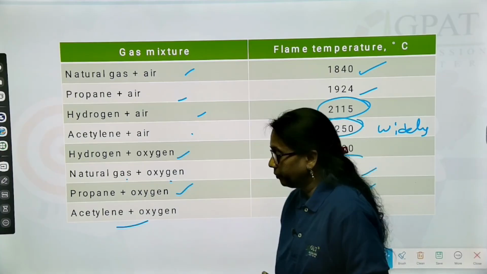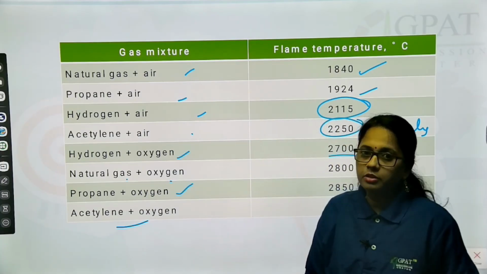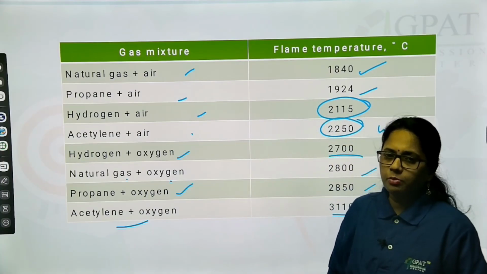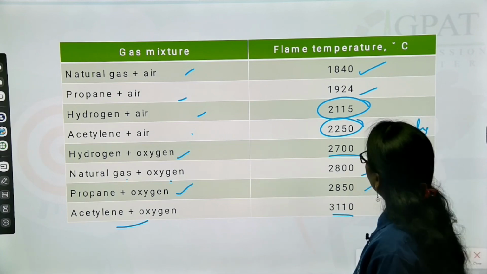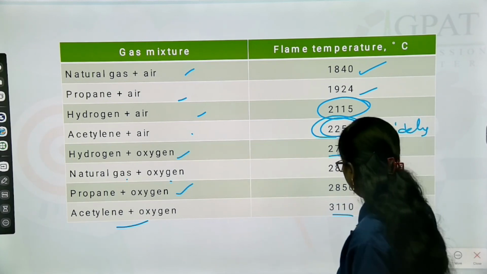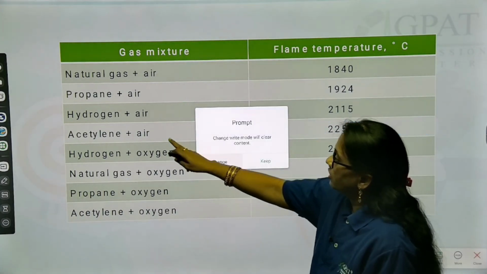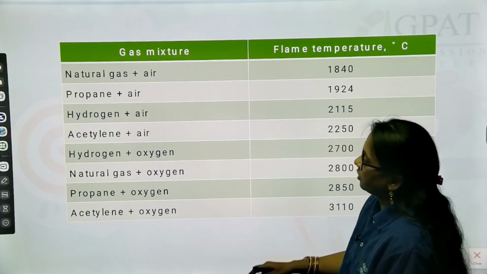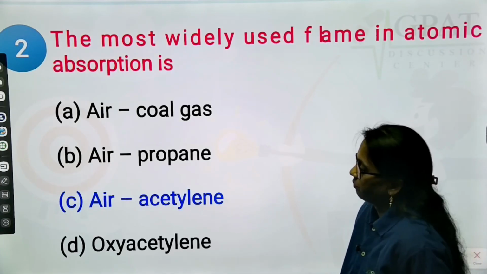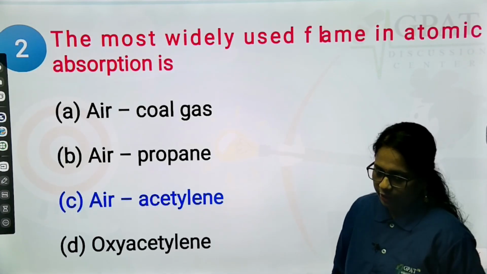Okay, so these are the different air acetylene oxidant and fuel mixtures. The widely used mixture is acetylene and air. This combination we are going to use for most of the elements. So C is going to be the right option here.